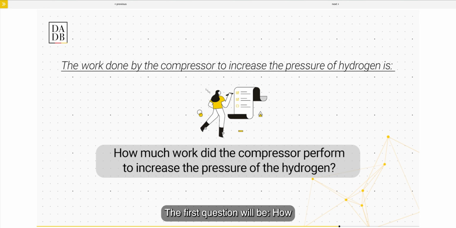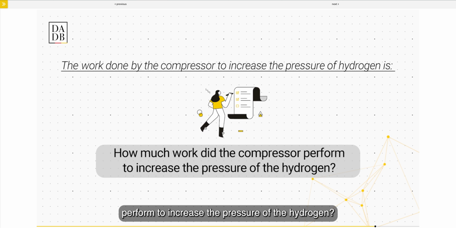You now have to answer a couple of questions. The first question will be, how much work did the compressor perform to increase the pressure of the hydrogen?